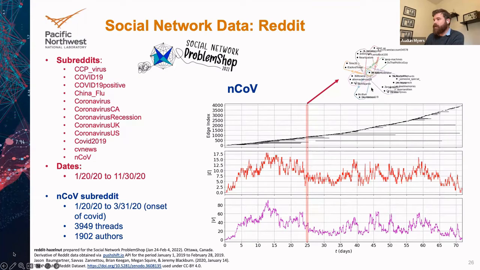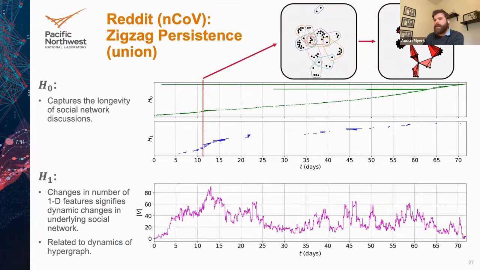You can see that some of these threads last a long time, some of them are very short-lived, and then we can create hypergraph snapshots over time. Here we have the number of edges in the hypergraph, the number of vertices in the hypergraph, and so forth. What we want to do, though, is apply zigzag persistence to study how the topology of the social network evolves.